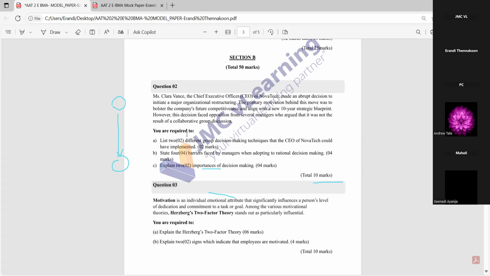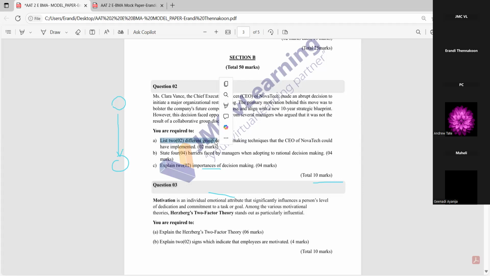Okay. Now look at the questions. List two different group decision making techniques that the CEO of Novatech could have implemented. So you don't need to think about the deep explanation or deep words, but focus on the question: different group decision making techniques, right? For the CEO of Novatech that she can implement. List down two different group decision making techniques.